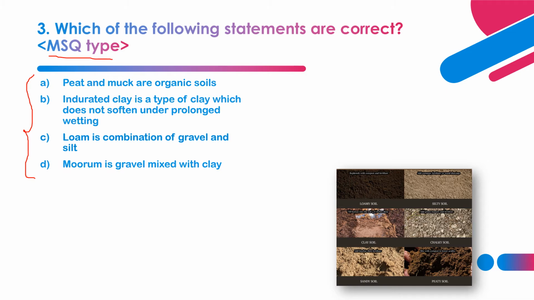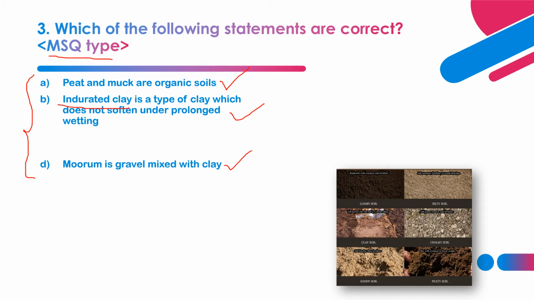So the correct options are option A, peat and muck are organic soils. This is correct. Option B, indurated clay is a type of clay which does not soften under prolonged wetting. This is also correct regarding indurated clay. Actually, this is the definition of indurated clay. Muram is a gravel mixed with clay. So this is a gravel mixed with clay. We call that soil as muram.